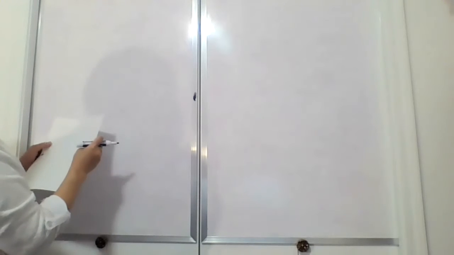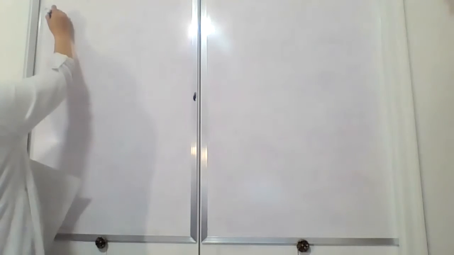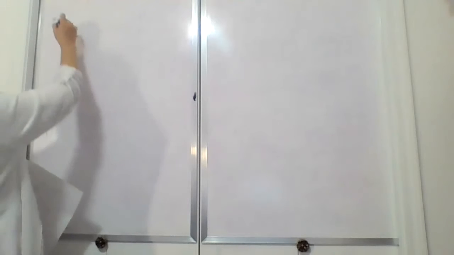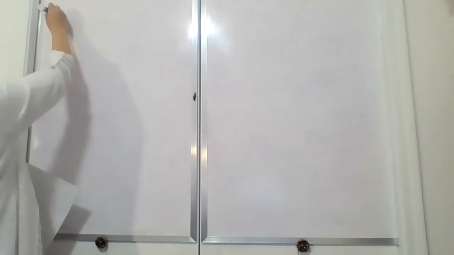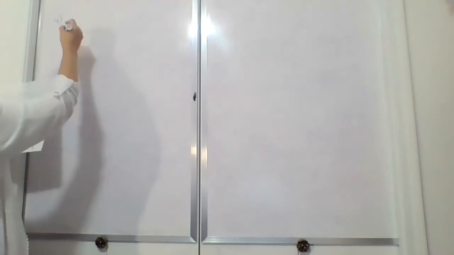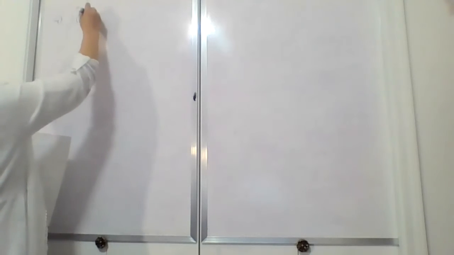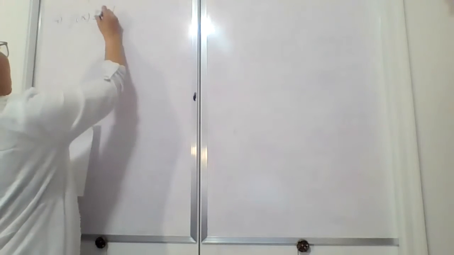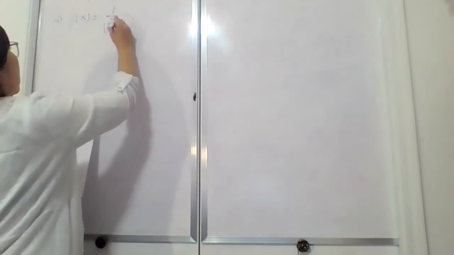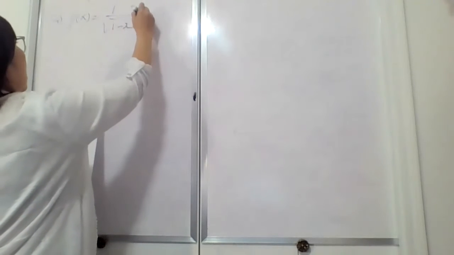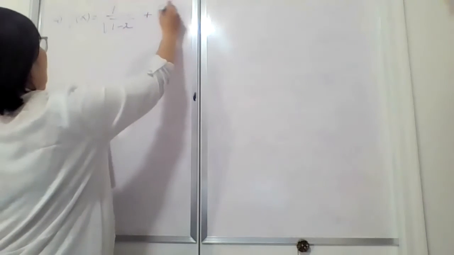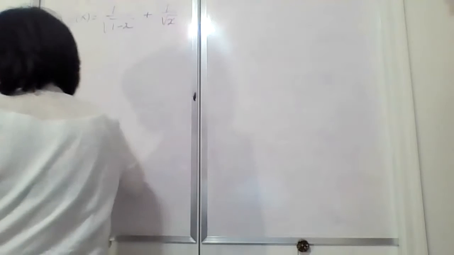Okay, so let's get to the next question. We're done with that one. Now we're going to do a weird one here. And what number is that? Number 4, maybe? So number 4, we have a function where 1 over square root of 1 minus x, adding with 1 over square root x.